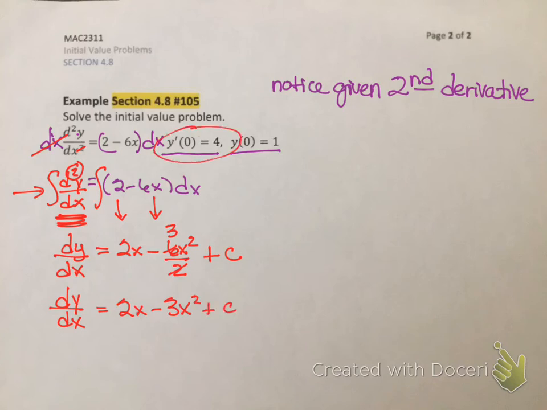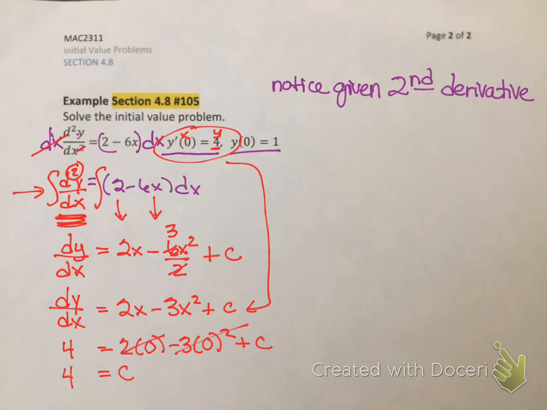Here's the initial value information that goes into this equation right here. When x is 0, y is 4. But it's the first derivative. So when x is 0, the first derivative for y will equal 4. These are 0, so I just get c equals 4.